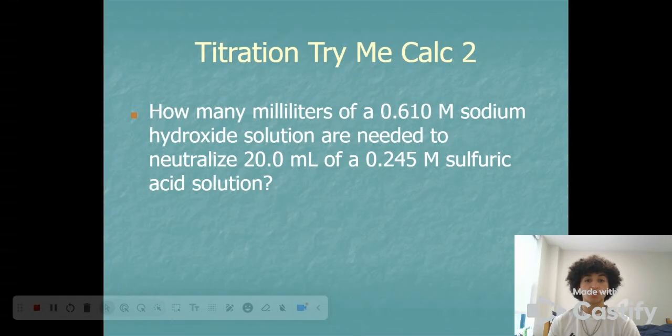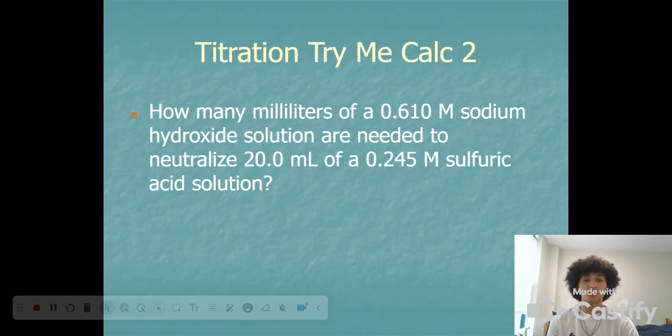The moles of H2SO4 is equal to 0.02 liters times 0.245 molar equals 0.0049 moles. For the moles of NaOH needed, that's 2 times 0.0049 equals 0.0098 moles. The volume of NaOH is equal to 0.0098 divided by 0.61 equals 0.01607 liters, which is about 16.1 milliliters.